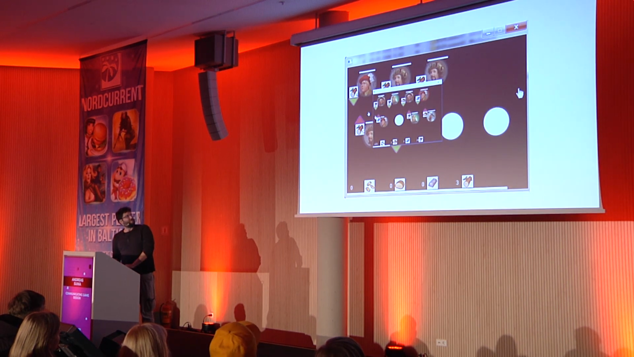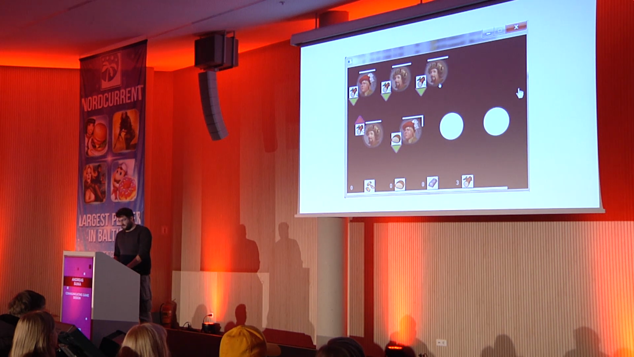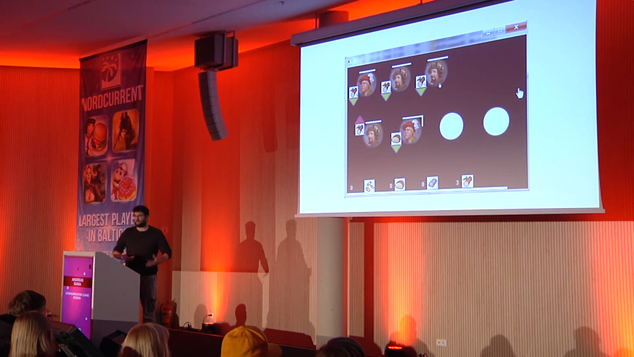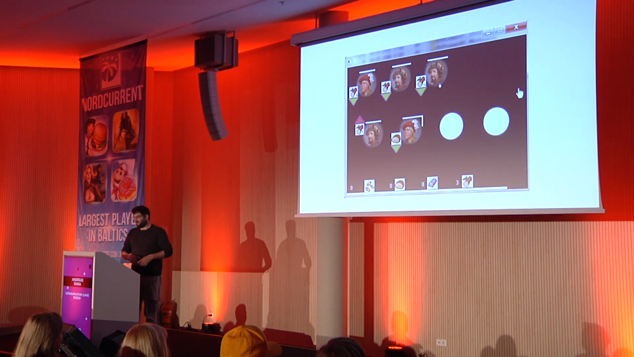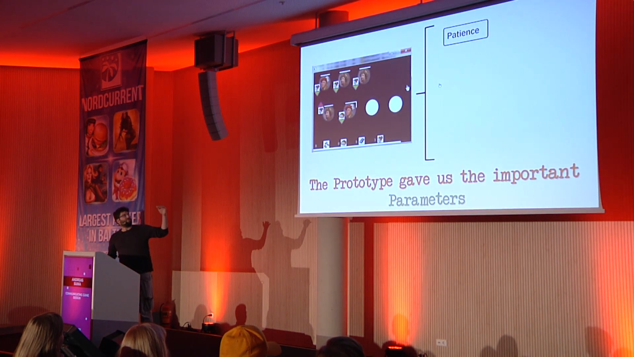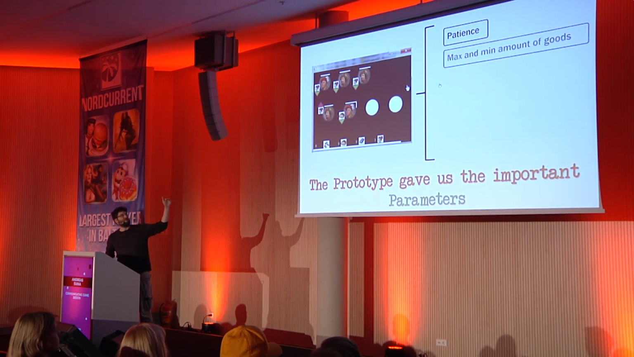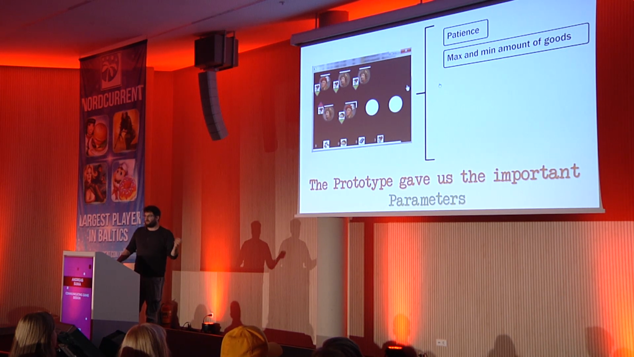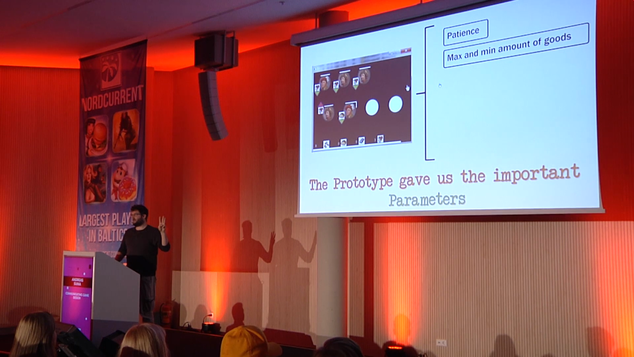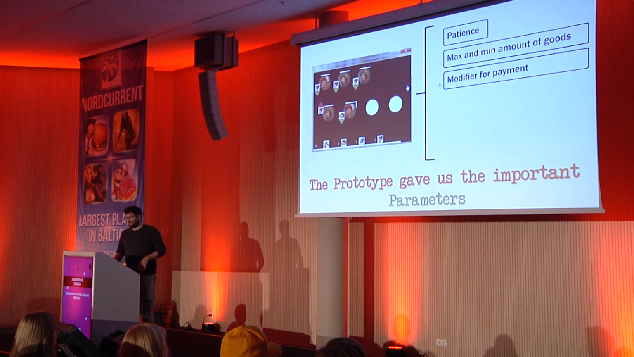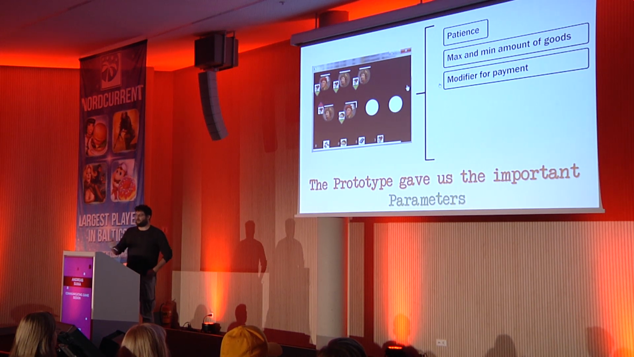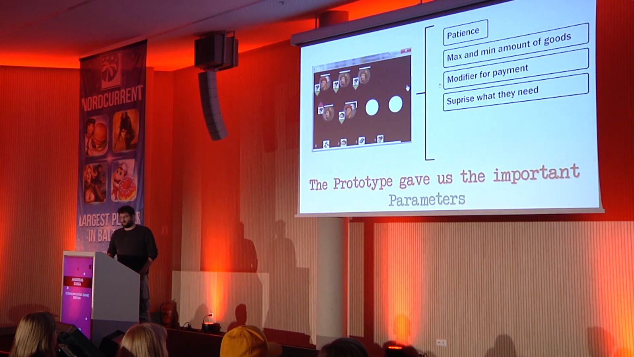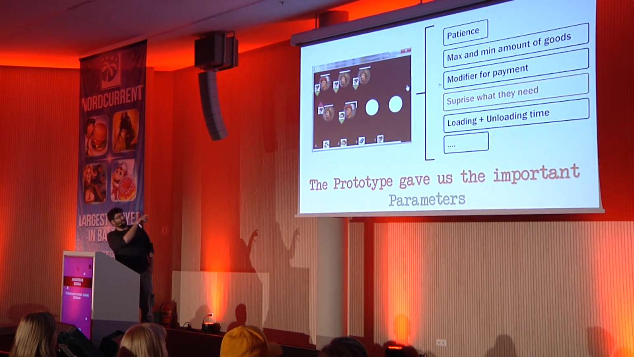And what we tested out here is how a time management game works at all, and what the important parameters are. We had some really good outcomes. First of all, how patient they are is something we needed. The maximum and minimum amount of goods. For example, we figured out that with 2 different goods, it's too easy. With 3 is okay. With 4 is already pretty hard. With 5 is nearly unmanageable. So that's something we found out with a prototype. We found out the modifier for payment, so who is paying more, who is paying less. And the most important thing is we figured out the surprise of what they need.